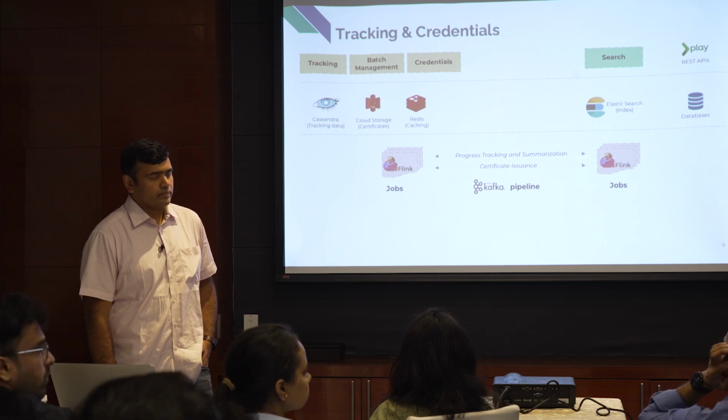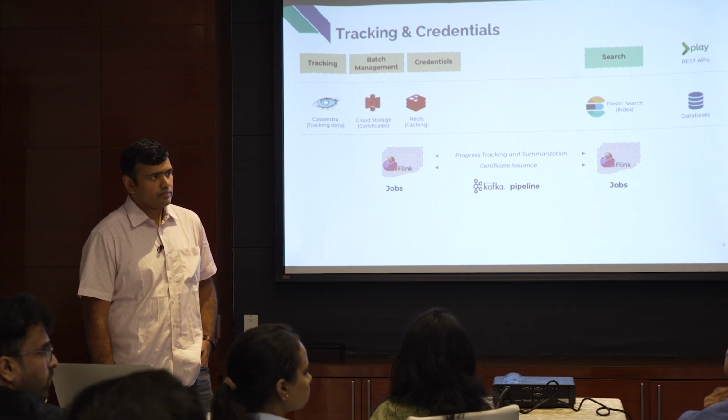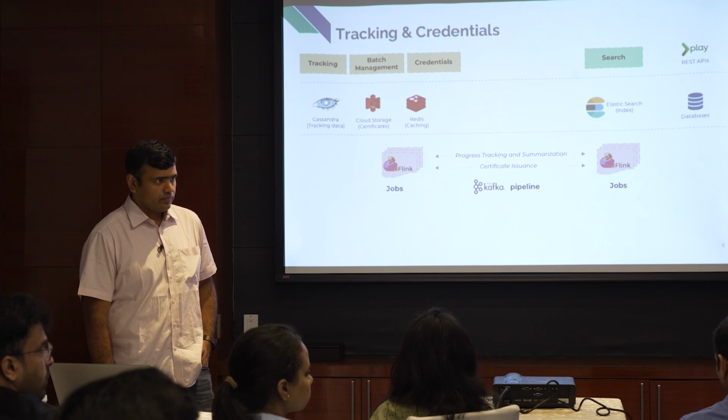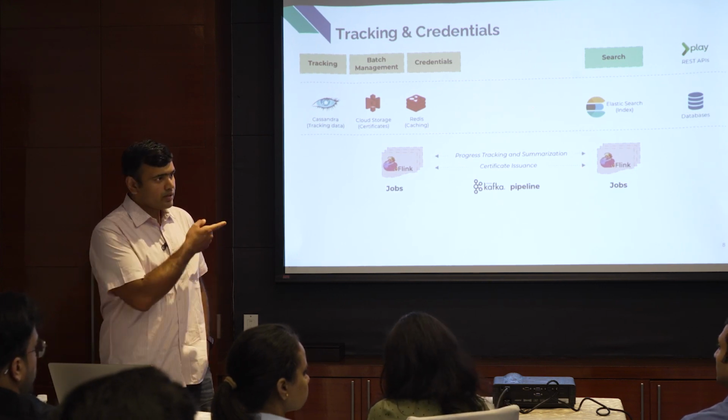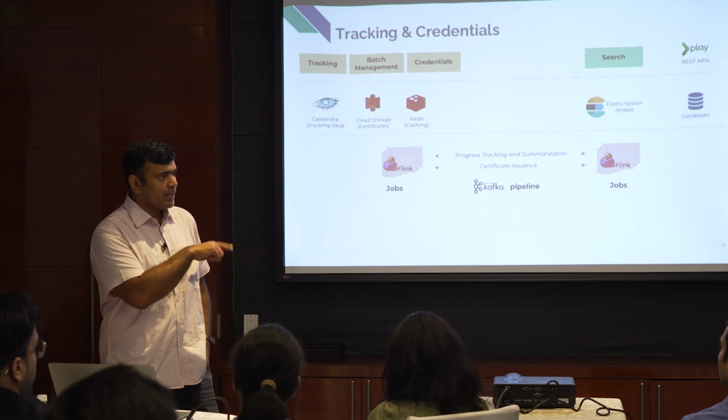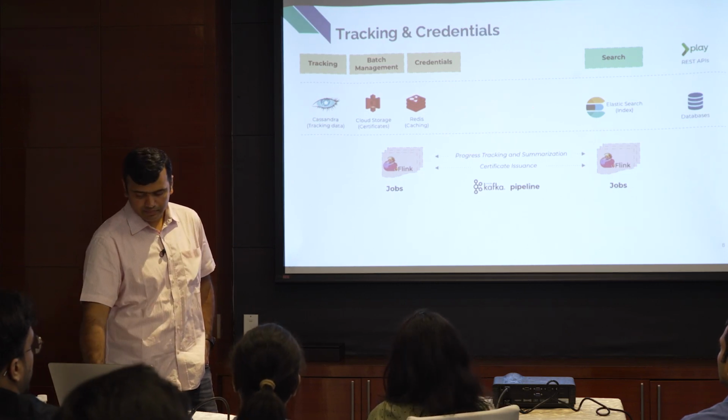Spark has certain limitations over there. Flink is native streaming, whereas Spark is native batch. That's the difference.